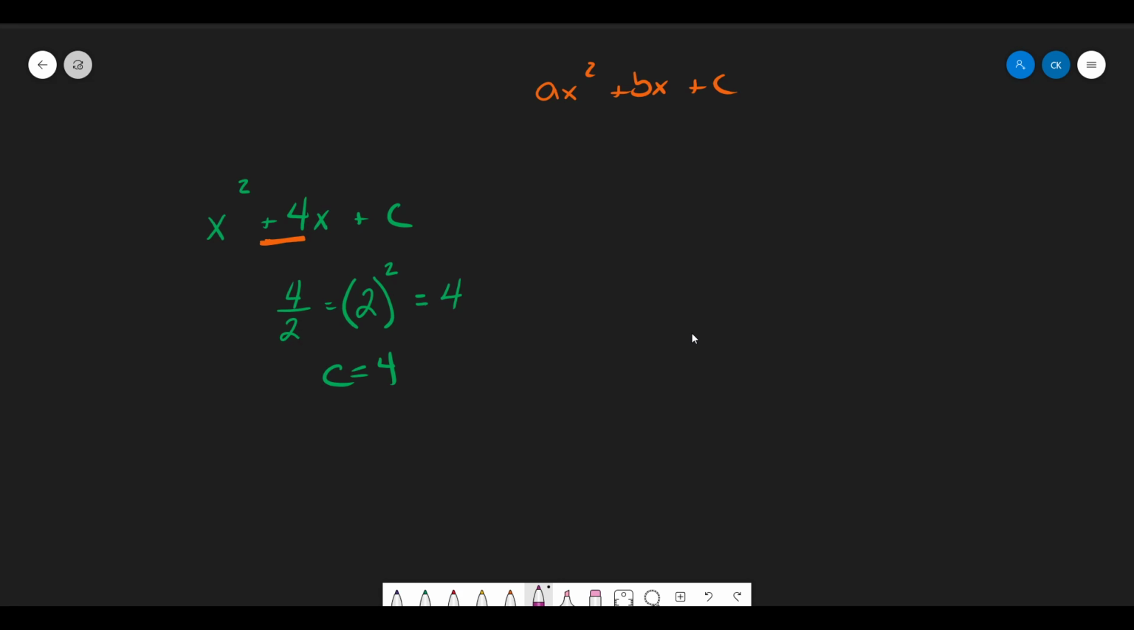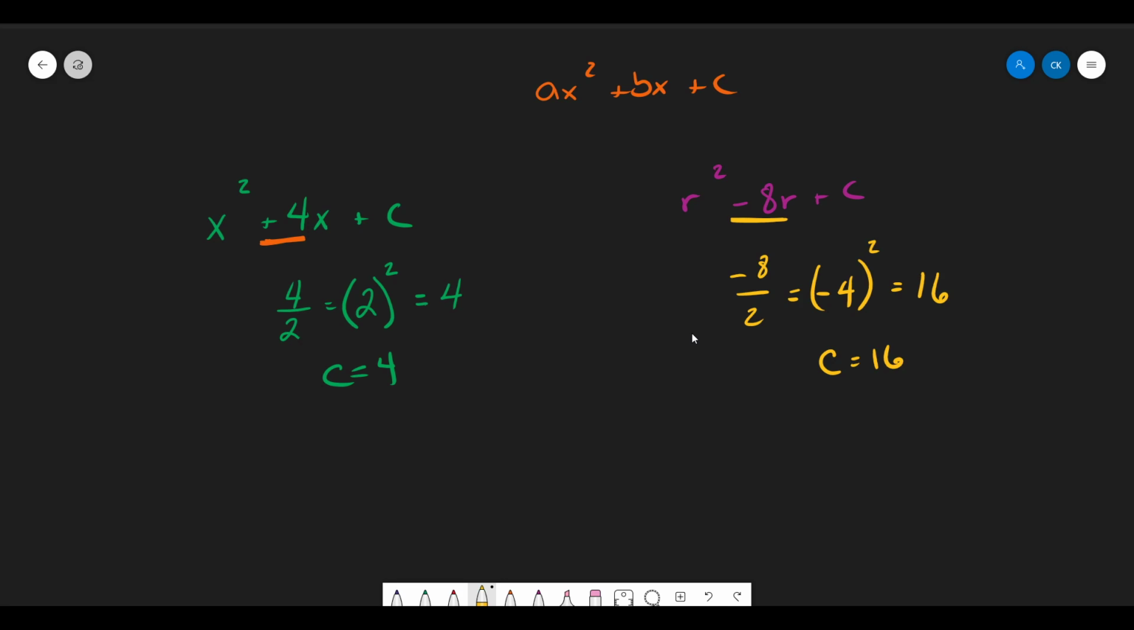So let's say I had r squared minus 8r plus c. Again, I want to know what value of c will make this a perfect square trinomial. Well, I look at my b. b is negative 8, so I do negative 8 divided by 2. That's going to be negative 4. And then I take that and square it. Negative 4 squared is positive 16. So in this case, my c would be 16. That would make this a perfect square trinomial.